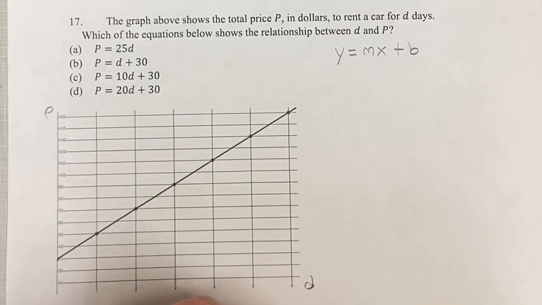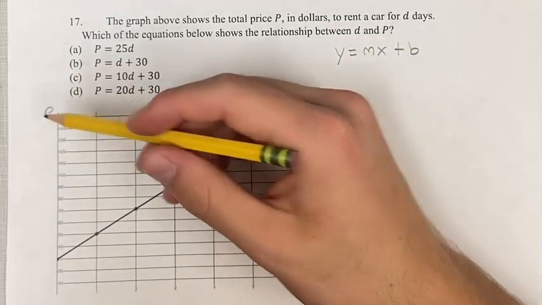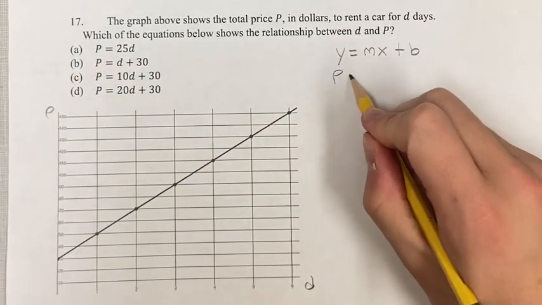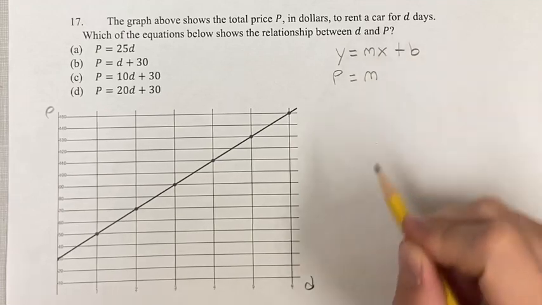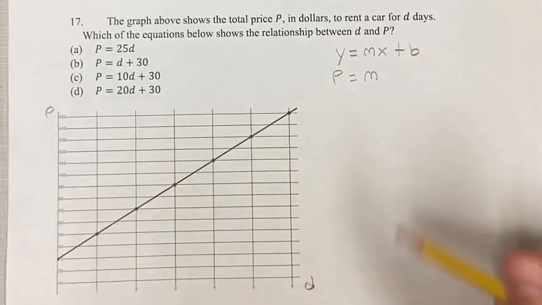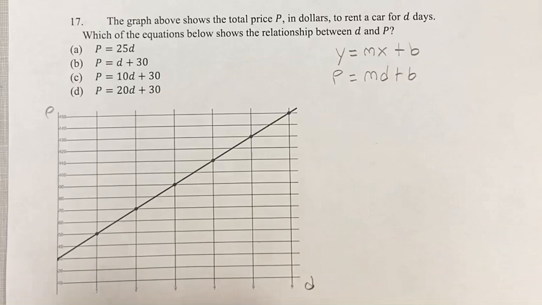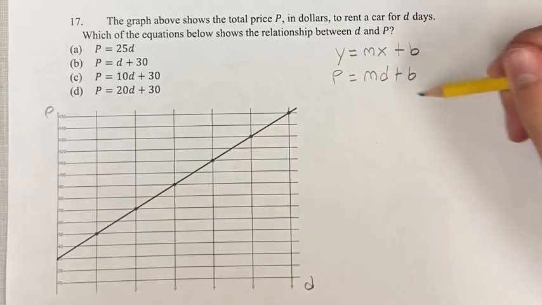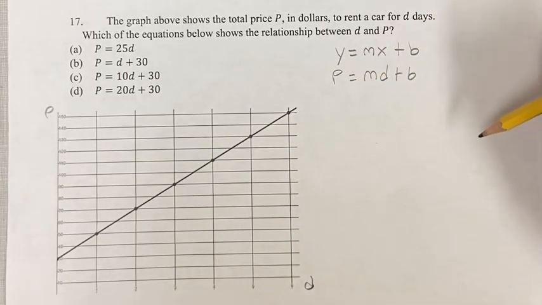And the actual variables we're using in this equation are not x and y. We have P on the y-axis, so we can plug in P. And this is equal to m times our x variable on this axis, which is D, plus b. So now we just have to find m, which is the slope, and b, which is the y-intercept.